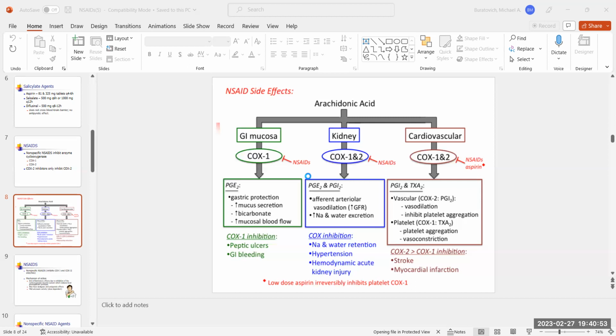Long-term side effects: renal failure, high blood pressure, peptic ulcers, and increased risk of cardiovascular events, with the exception of a baby aspirin every day. When do you not give aspirin? If someone has a history of peptic ulcer disease, no aspirin, no NSAIDs.